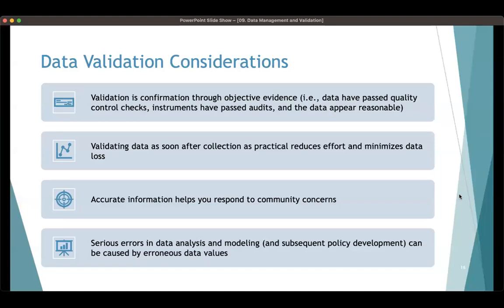First thing is validation is confirmation through objective evidence, which is that data have passed quality control checks, instruments have passed audits, and the data appear reasonable.